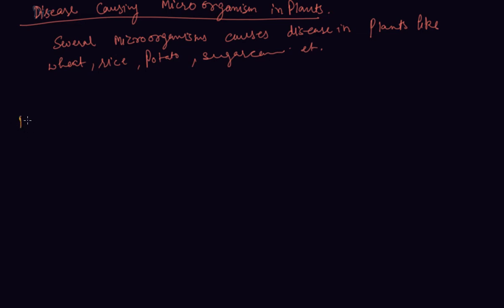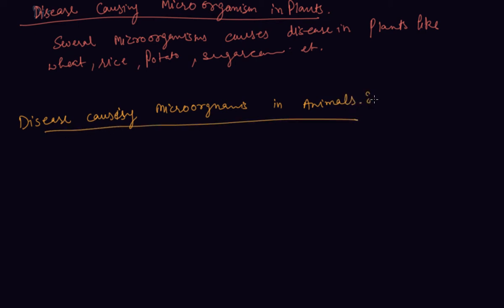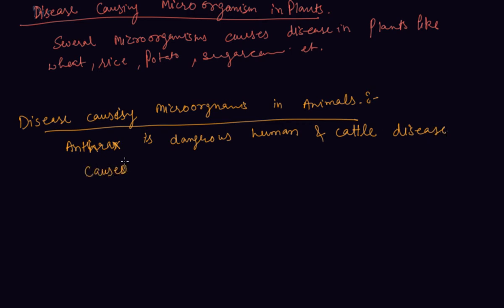Now let's discuss disease causing microorganisms in animals. Similarly in animals, like in humans, these microorganisms cause disease. For example, anthrax is a dangerous human and cattle disease caused by a bacterium, students. So this is a disease common to both animals and humans.